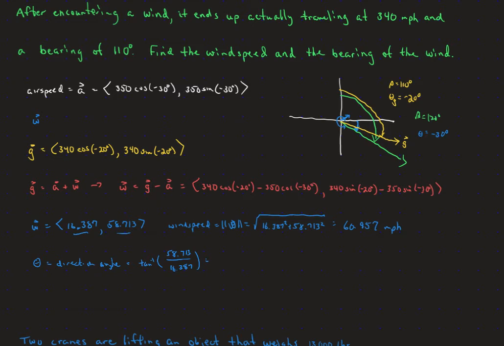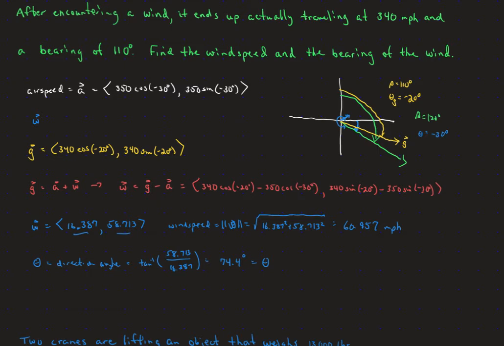So I got inverse tangent. I'm going to go up and capture the 58 point all that, divided by, go up and capture that 16.38, whatever that is, and then close the parentheses, and I'm getting 74.4 degrees. Now that's our direction angle, theta.